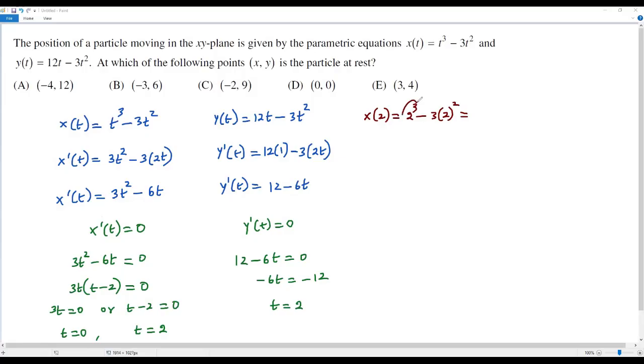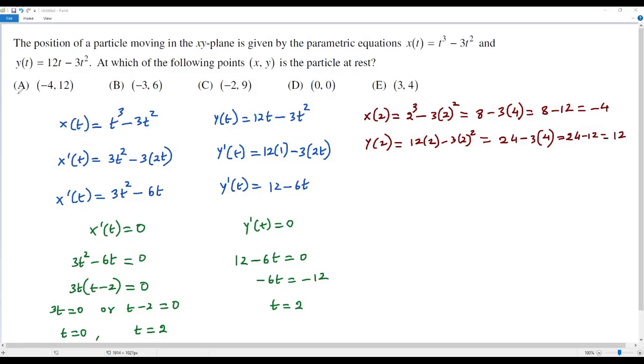Then 2 cubed is 8, and 3 times 2 squared is 12. Then we get 8 minus 12, which equals negative 4. That is, the value of x is negative 4. Let's do the same thing with the second parametric equation, that is y of 2. We get 12 times 2 minus 3 times 2 squared. 12 times 2 is 24, and 3 times 2 squared is 12. We get 24 minus 12, which simplifies to 12. That is the value of y.